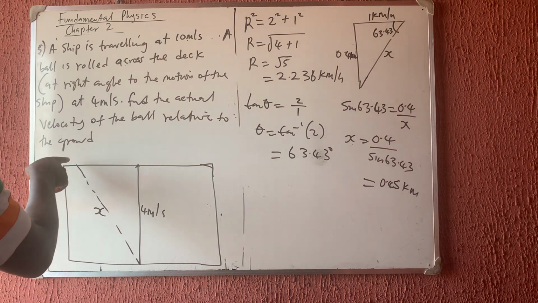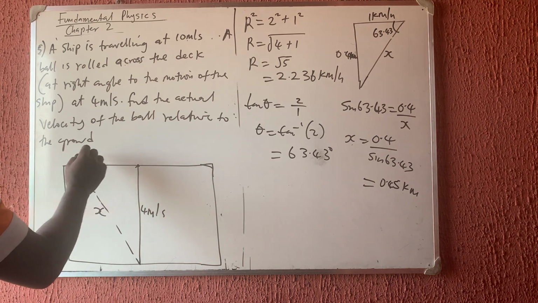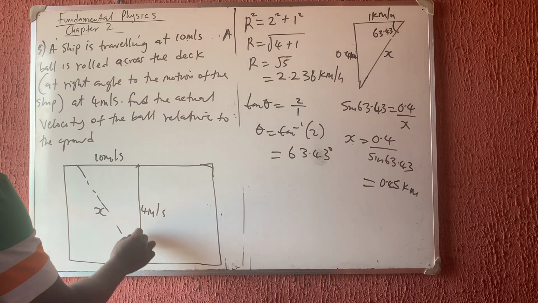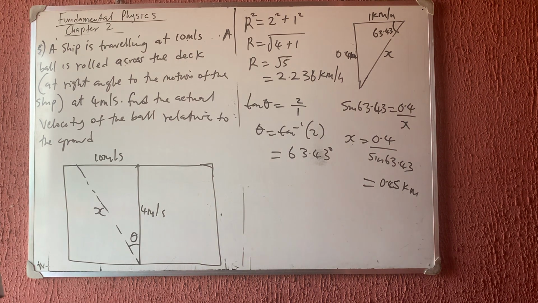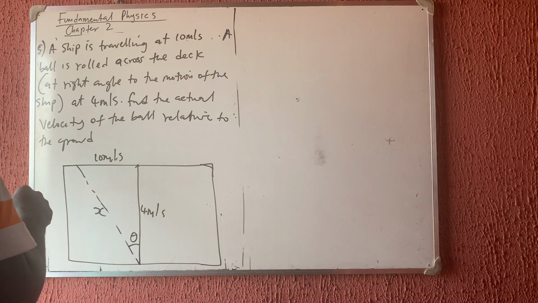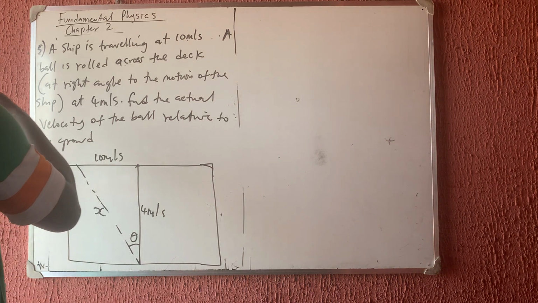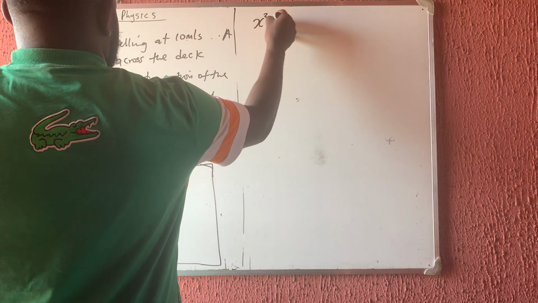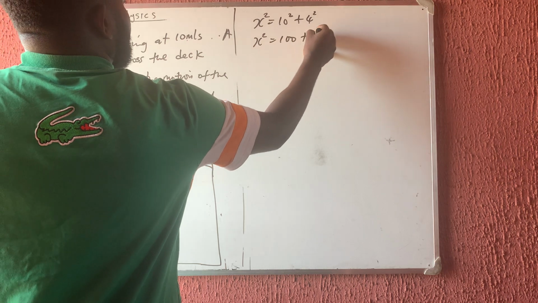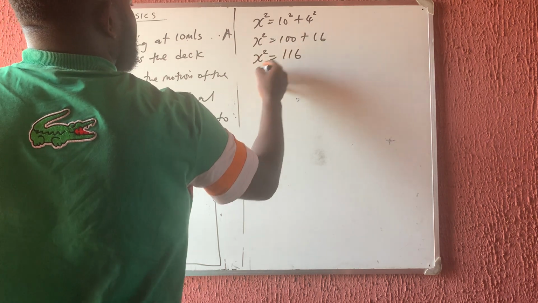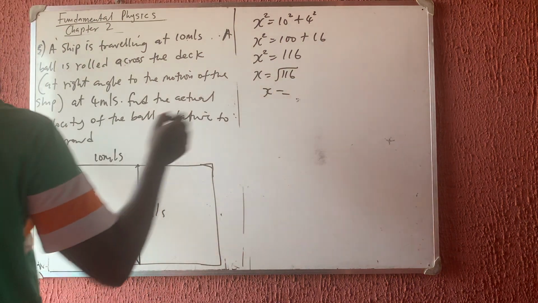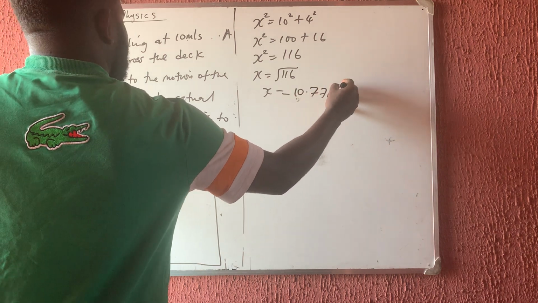So here is x, but the ship was moving like this with 10 meter per second. If you use Pythagoras theorem, and then this is the angle to get the direction of the actual velocity. So we have that x squared is equal to 10 squared plus 4 squared. So x squared is 100 plus 16, which is 116. X will be the square root of 116, which gives you 10.77 meter per second.